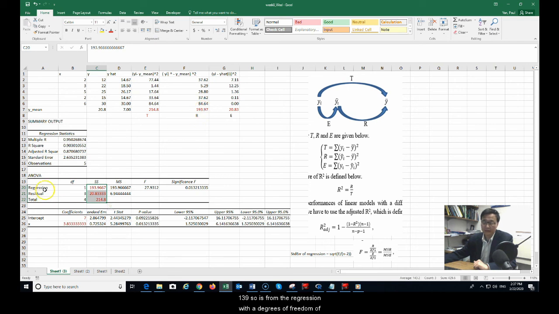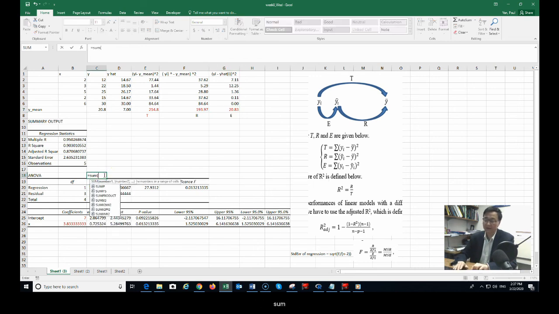Okay, 139. So it's from regression. So its degrees of freedom is 1. So 20.833 is residual, and the summation of these two is 214.8. So let's just sum. Okay, so this one.